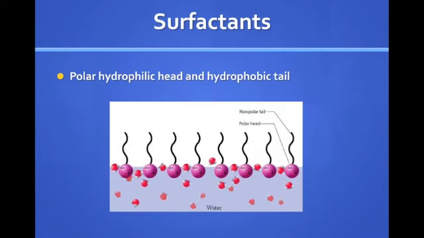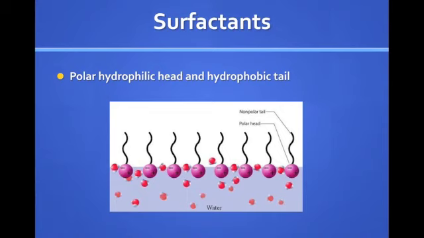A surfactant, which is also known as a surface active agent, is a chemical that has a polar hydrophilic head and a hydrophobic tail. And basically what it does is it reduces the surface tension between oil and water, and it's used to separate oil from the hair follicle and wash away the sebum.